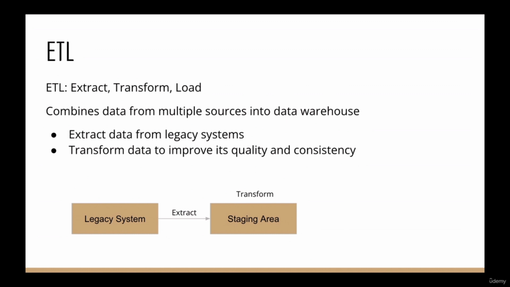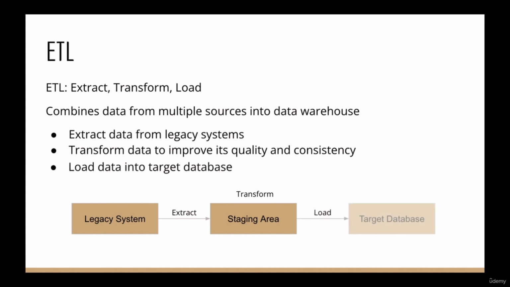Third, we're loading the data into a target database. In this final step, the transformed data is moved from the staging area into a target data warehouse. Typically, this would involve an initial loading of all the data, followed by a periodic loading of incremental data changes, and, less often, full refreshes to erase and replace data in the warehouse.